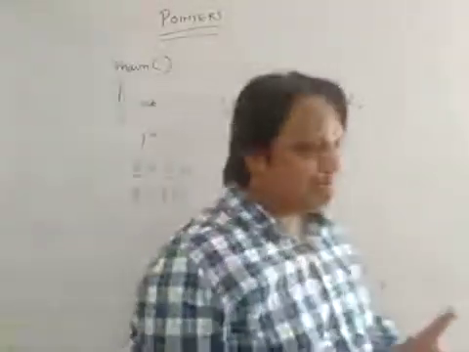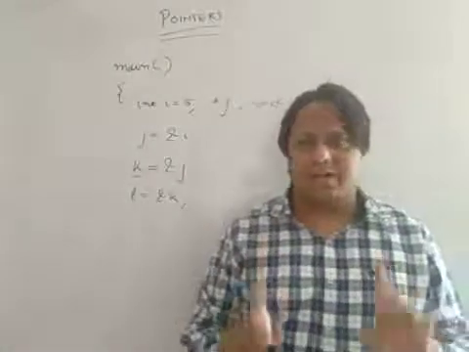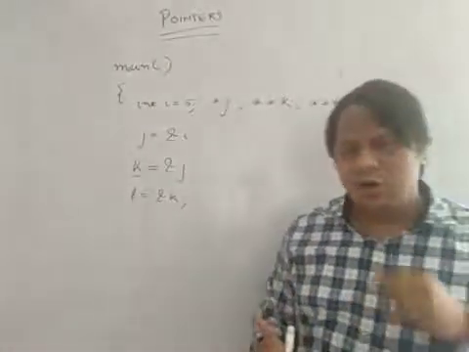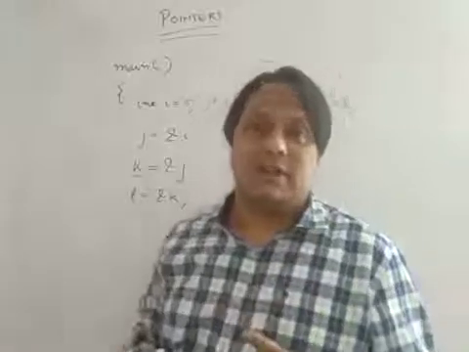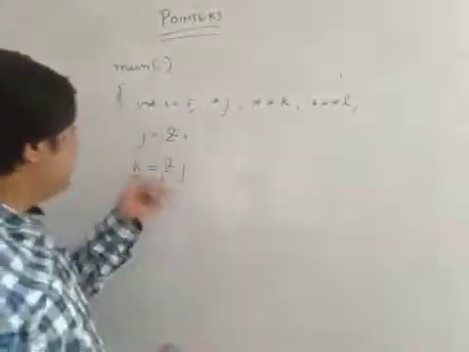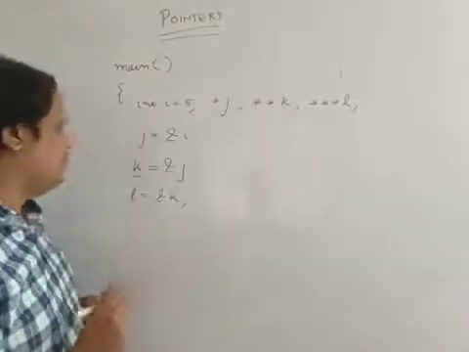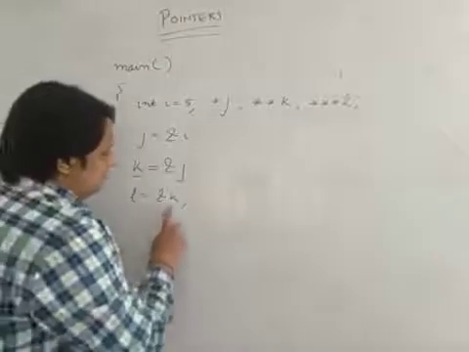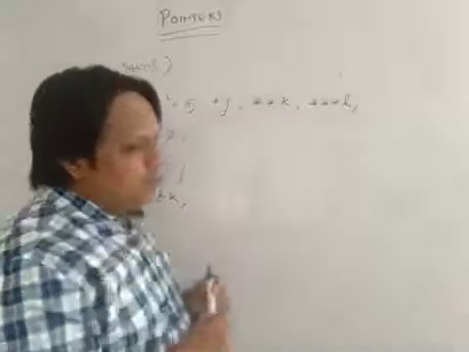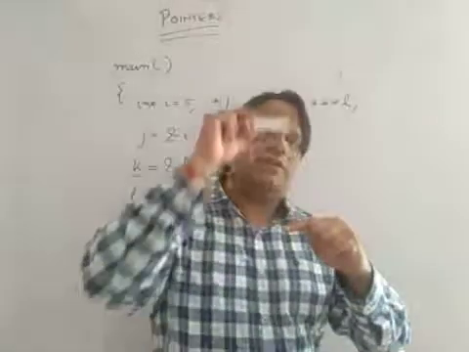I am again repeating. A normal variable cannot hold the address of another normal variable. It has to be a pointer. Only a pointer can hold the address of a variable. Similarly, if you want to store the address of a pointer, what do you require? You require a level up. It has to be a pointer to a pointer. Similarly, if you want to store the address of a pointer to a pointer, you require a pointer to a pointer to a pointer.